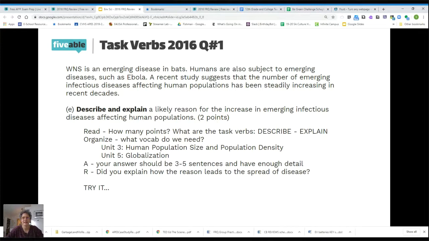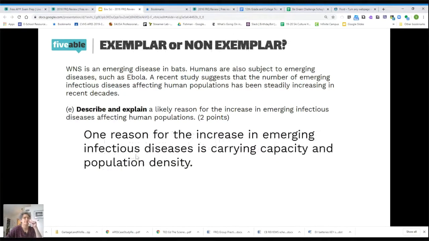Great. So getting at that content, you have identified a reason. As humans populate, you have basically identified a reason. So that describe and explain, we've gotten the describe good. We're going to go on to an exemplar. Okay. So in the chat, remember, this is 2 points. How many points does this get? 0, 1, or 2? One reason for the increase in emerging infectious diseases is carrying capacity and population density.